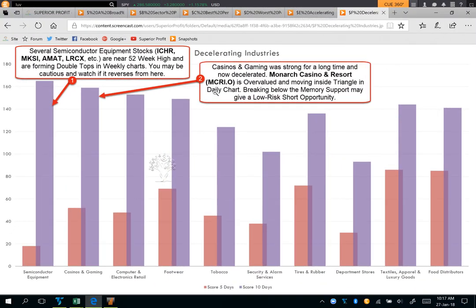Let's have a look at the decelerating industries. They often tend to be worst performers in subsequent weeks. Semiconductor equipment is the biggest decelerating industry.